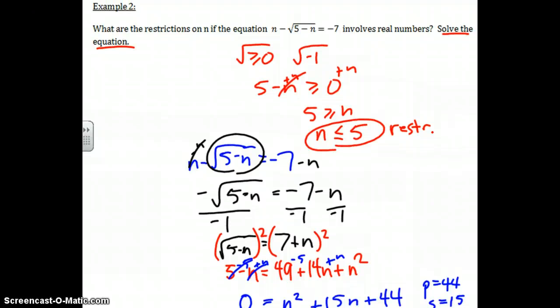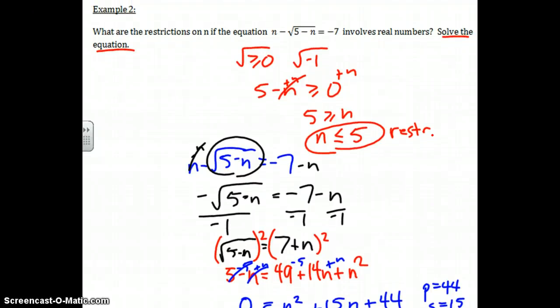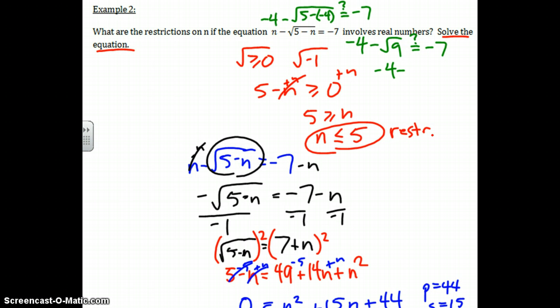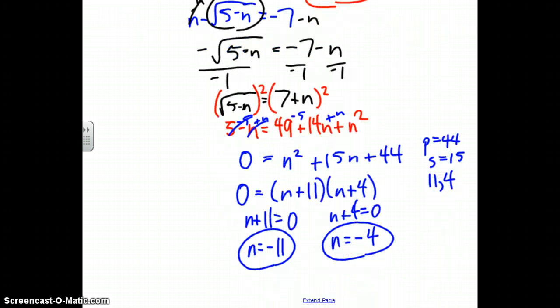The other thing to check is, do they work in the original equation? For example, for n equals negative 4, we have negative 4, take away the square root of 5 take away negative 4. Is that equal to negative 7? So it's negative 4, take away the square root of 9. Negative 4, take away 3, yes, equals negative 7. So that solution works. We could go through the same process for negative 11 as well, and we should find that they both check out. I haven't actually checked negative 11, so you might want to do that quickly and double check.